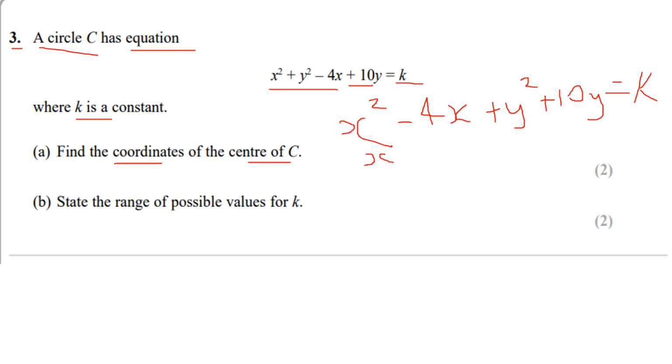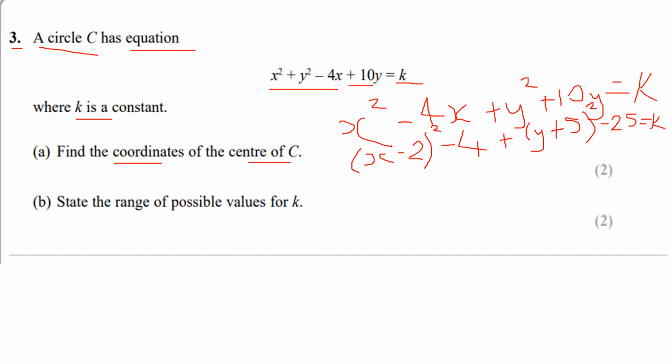So x squared minus 4x, so it's x minus half of the coefficient of x, which is 2, square it, and then subtract the square of the number, so minus 2 squared, which is minus 4, plus, and then again, I'm going to complete the square on y squared plus 10y, and have y plus half of the coefficient of y, so half of 10 is 5, square it, minus 25, so minus 5 squared is equal to k.